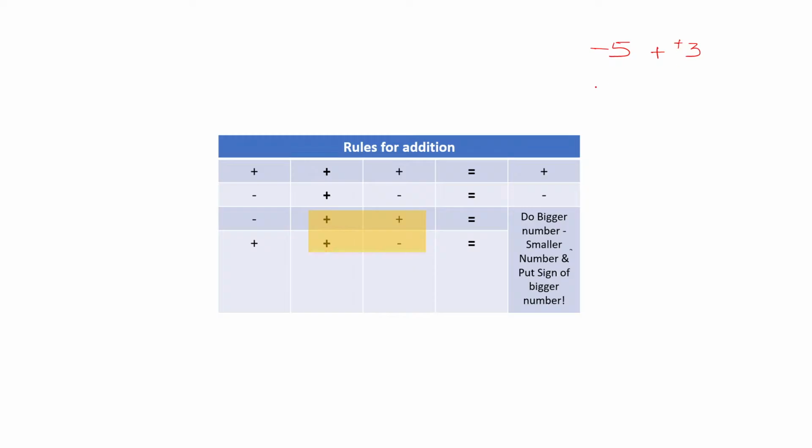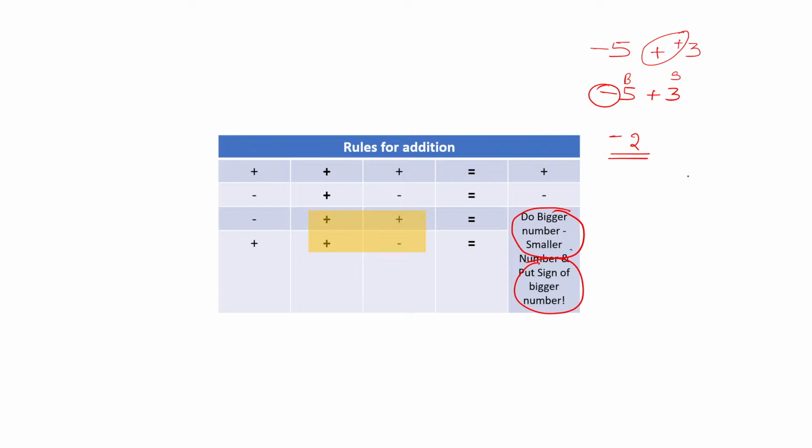Okay, so first we have to deal with these signs. So when two positive signs are coming, it will be positive. So negative 5 plus 3. Now we have to consider one thing. What we have to do? Do the bigger number minus smaller number, then put the sign of bigger number. So bigger number is 5, smaller number is 3. So 5 minus 3. What is 5 minus 3? It is 2. But what is the sign of bigger number? That is negative. So answer will be negative 2.